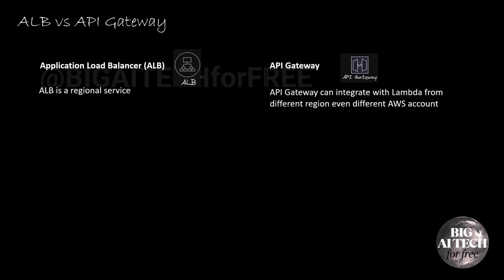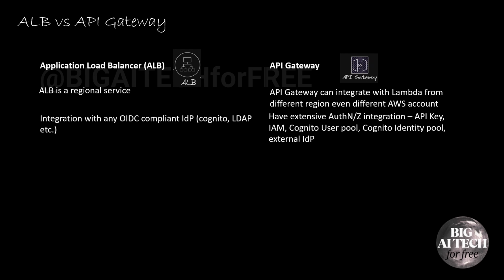Moving on. ALB is a regional service, whereas API Gateway can integrate with Lambda and EC2s from a different region, even from a different AWS account. ALB can integrate with any OIDC compliant IDP, that's Cognito, LDAP, etc. Whereas API Gateway has extensive authorization and authentication integration like API Key, IAM, Cognito User Pool, Cognito Identity Pool, and external IDP. So ALB doesn't have this integration with API key.